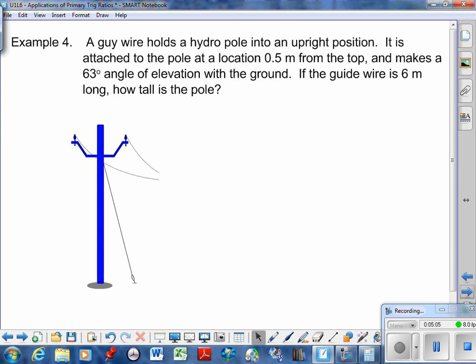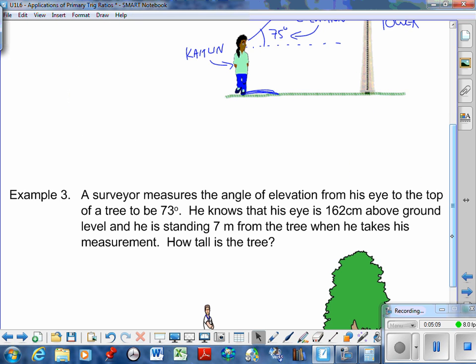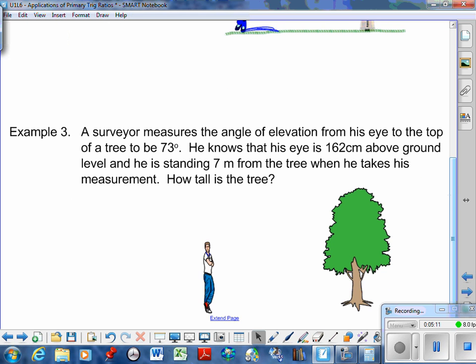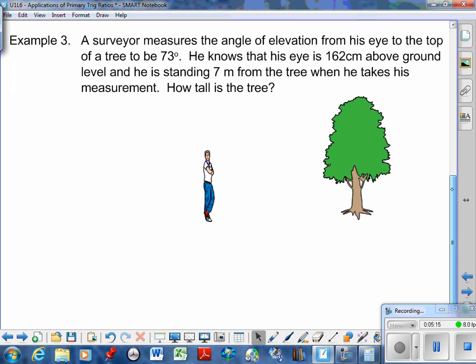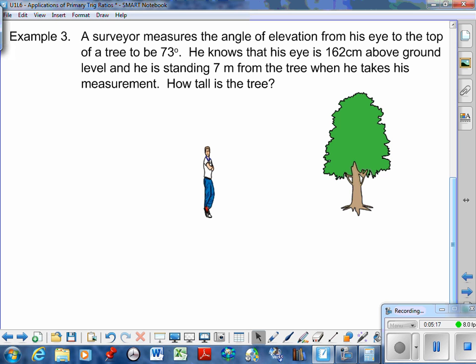Let's skip 2. Oh, there's one below. That's why I couldn't find it. So here we go. Let's do some calculations, hopefully, on this one. A surveyor measures the angle of elevation from his eyes to the top of the tree. It can be 73 degrees. Now, he looks like a pretty laid-back surveyor. But anyway. He knows that his eyes are 162 centimeters above the ground.